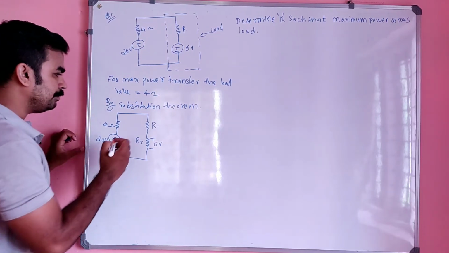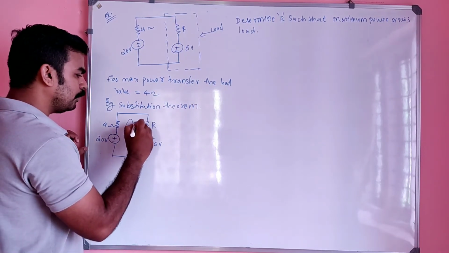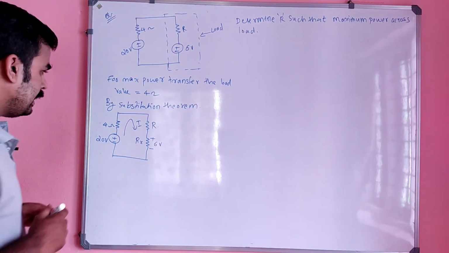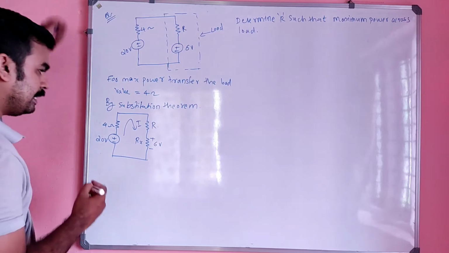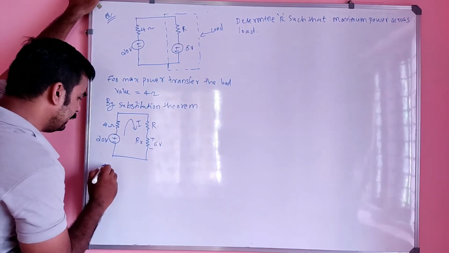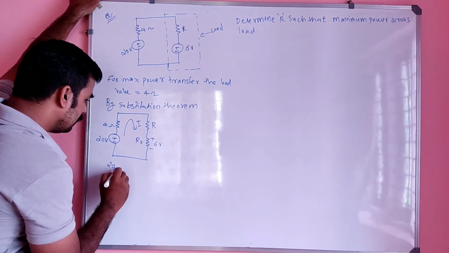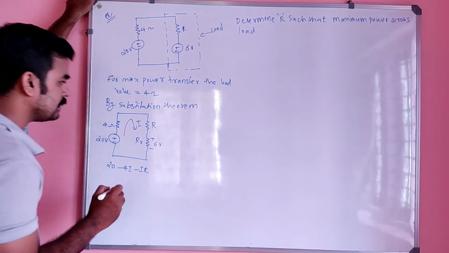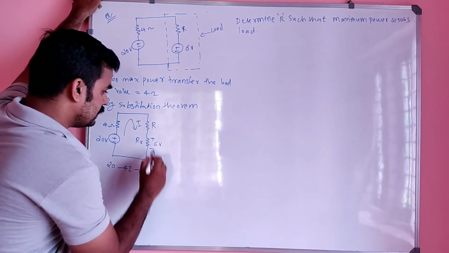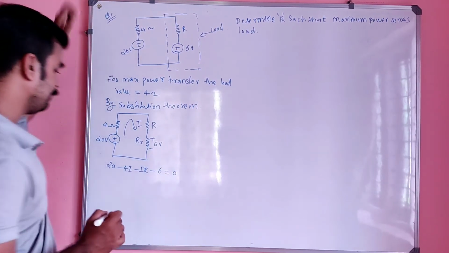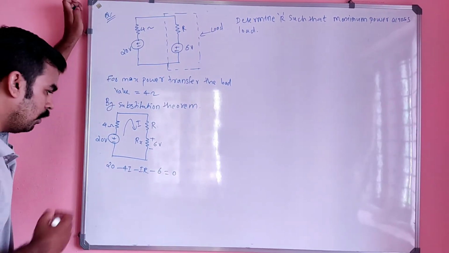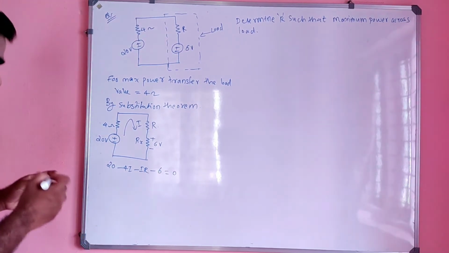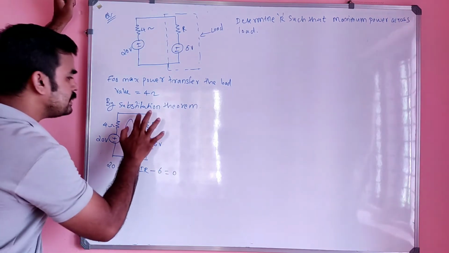Suppose there is a flow of current I. Imagine there is a flow of current I here, then apply KVL in this loop. What do I get? It will be 20 minus 4I minus I into R minus 6 volt equal to 0. Or in other words, I can write it like this. So what is this effective value?